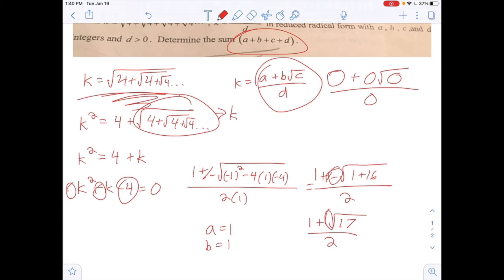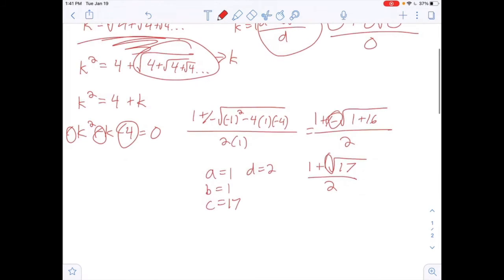C is 17. And D is 2. So they're asking for the sum of these values. So 1 plus 17 plus 2 is equal to 21. And that is our answer.